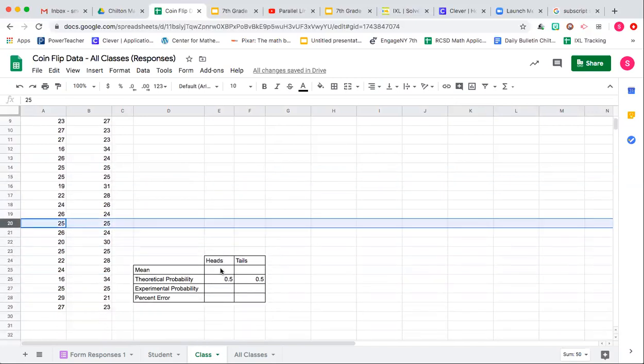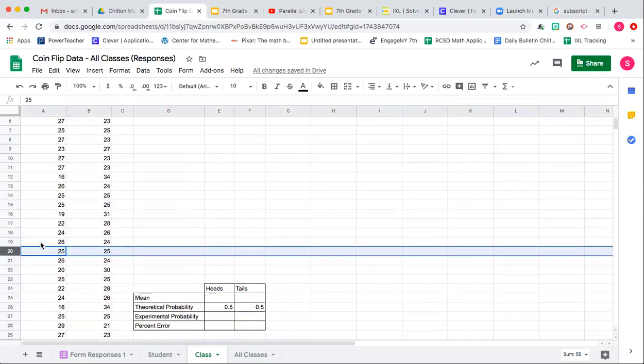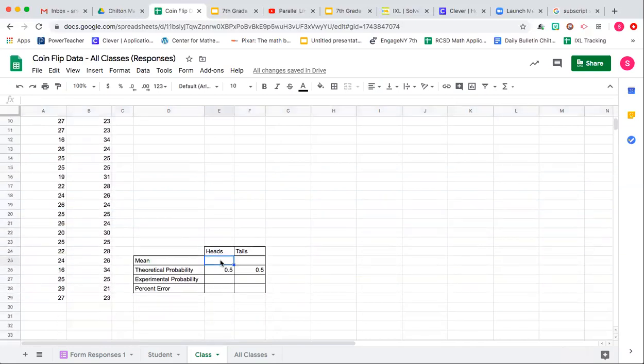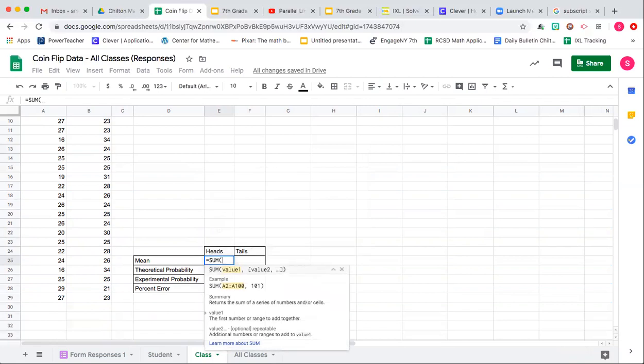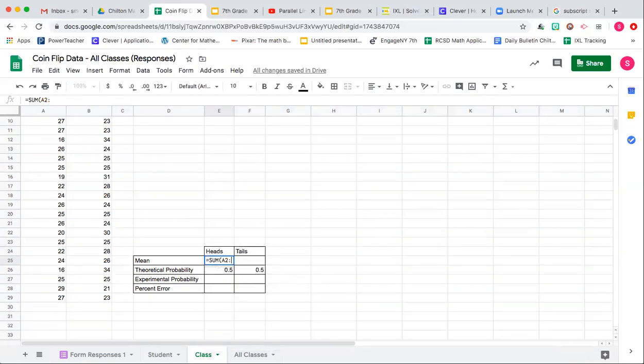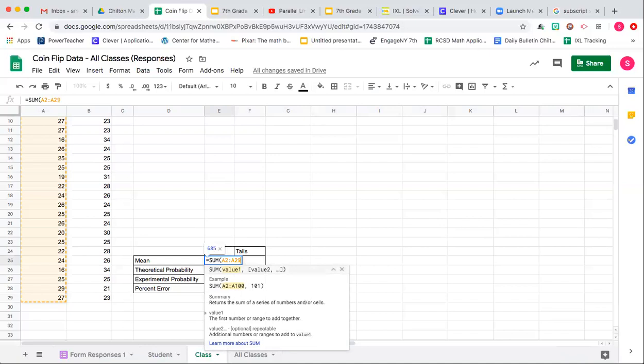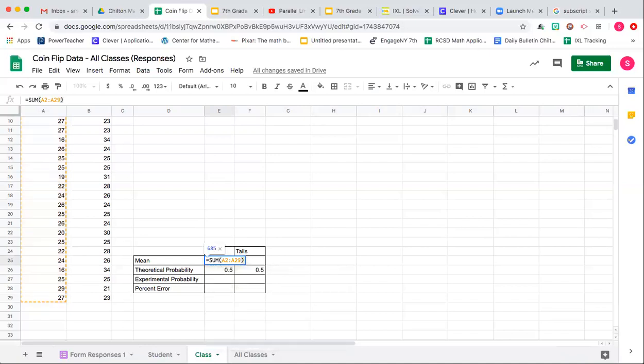I'm going to first find the average, or the mean, of this data. So first I'm going to do the heads outcome. Let me put my equation in here. We do equals SUM, and sum means that you're going to add up everything. So I'm going to add up everything from cell A2, because that's where the data starts, to A29. Okay? Now remember, when we find the mean, we add them all up and we divide by how many there are. So I'm going to divide by 28 because there are 28 sets of data.